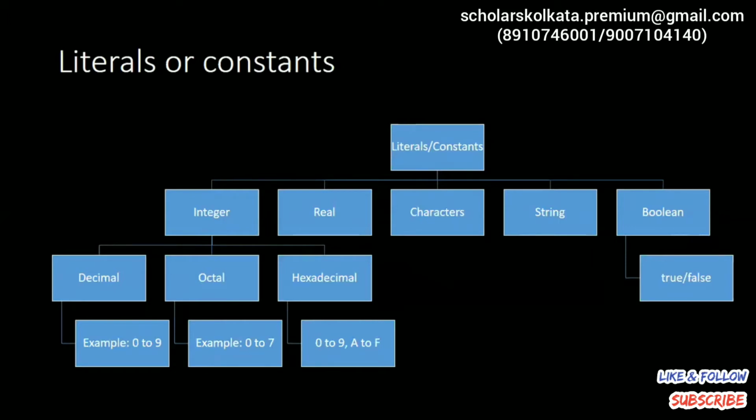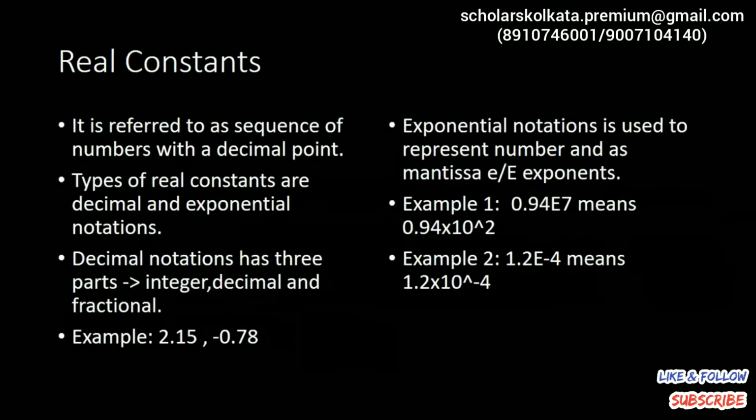Boolean basically stands for switch on or switch off. Switch on denotes true and switch off denotes false. Remember that, as written in the slide, true and false, specifically in small letters, are Java keywords. Then we will understand what real constants are.